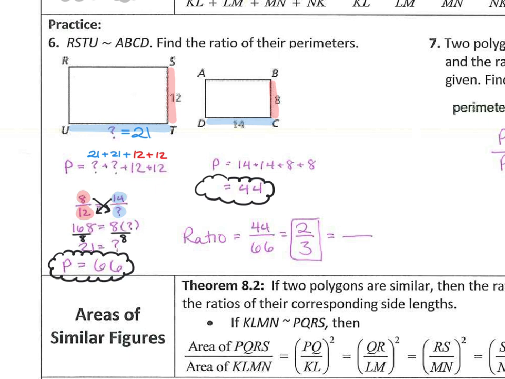Now that was a lot of work, because we had to find perimeters, there's a whole missing side, it's a whole thing. But the theorem tells me that I can take a shortcut. The ratio of the perimeter is going to be the exact same as the ratio of just one of the sides. 8 divided by 12 is also 2/3. So you can find the perimeters, old divided by new, or you could just use one of the side lengths, old divided by new, and it's going to be the exact same.